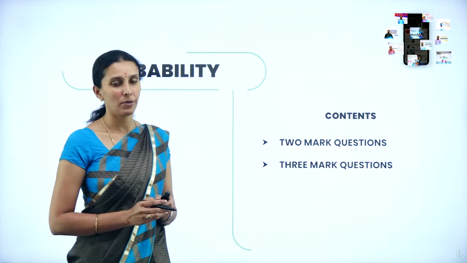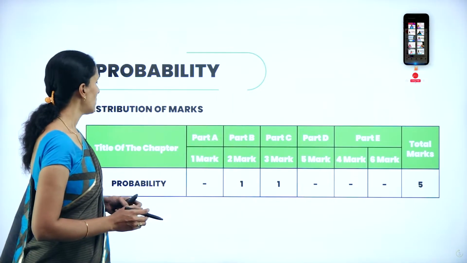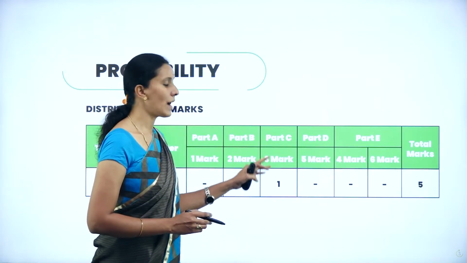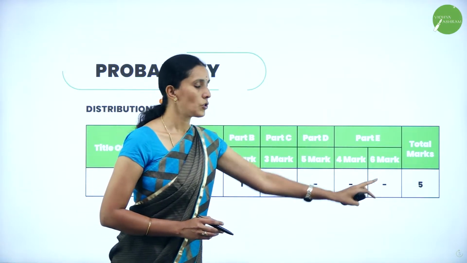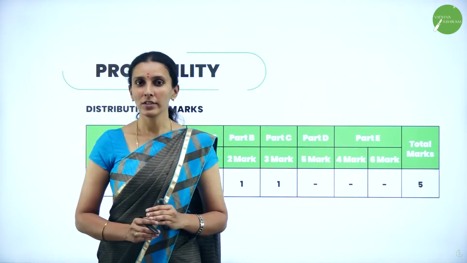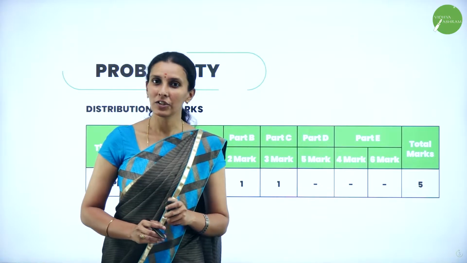So let's see the distribution of marks from this chapter. Here from part B, that is 2 marks, you will be having 1 question. Part C, 3 marks, 1 question. Total 5 marks question you will get. So let's see what type of questions may arise from this chapter.